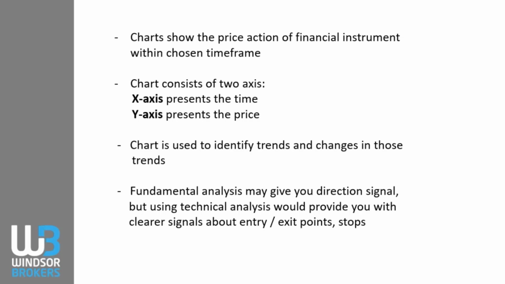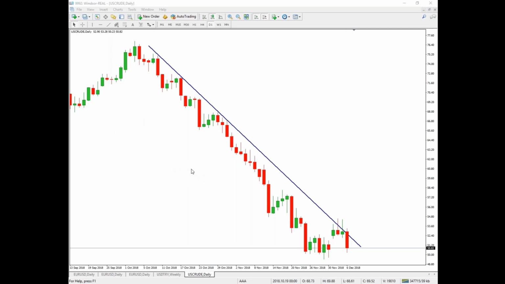A quick look at the chart to see what the properties of the chart are. Basically, we have two axes: the x-axis, which presents the time, and the y-axis, which presents the price, and the chart is used to identify trends and changes in those trends. So we can see, for example, on this chart, there is a strong downtrend within a period of the past, I would say, 1 month. So the downtrend is defined by the time and by its length. So the price action moved some $25 lower. So we have already information about the key points that we need to know: if there is a trend, how long it lasts, and does it have any signals that this trend could continue.